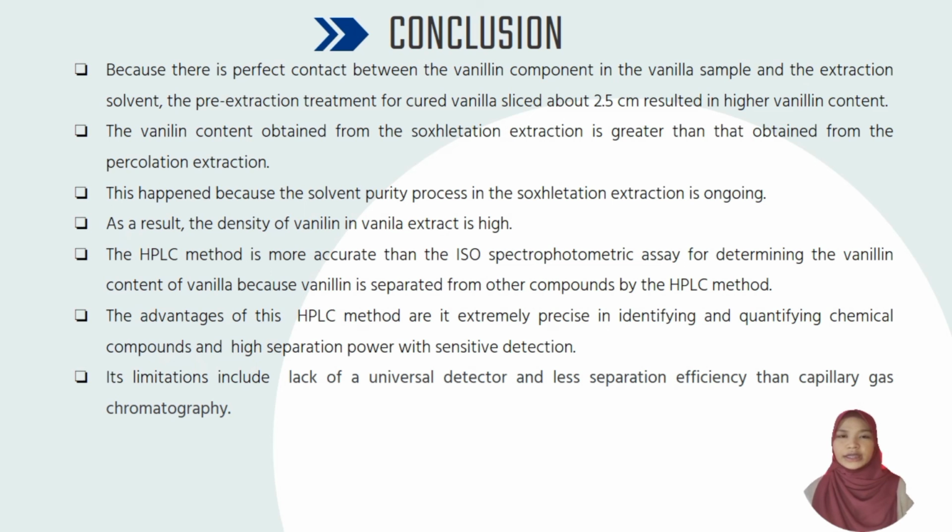The HPLC method is more accurate than the spectrophotometric assay for determining the vanillin content of vanilla because vanillin is separated from other compounds by the HPLC method. The advantages of this HPLC method are that it is extremely precise in identifying and quantifying chemical compounds and has high separation power with sensitive detection. Its limitations include a lack of a universal detector and less separation efficiency than capillary gas chromatography.